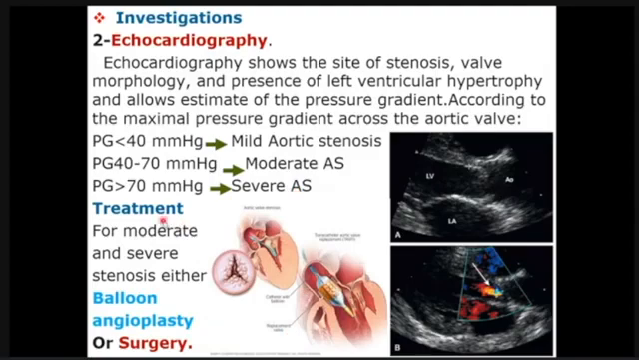Treatment of aortic stenosis. For mild, no treatment. For moderate to severe, either balloon dilatation, where a catheter comes from the arterial side and is introduced into the aortic valve and inflated to tear the adhesions between the leaflets and open the commissures, and if not successful, by surgery. So we call it balloon angioplasty, or surgery.